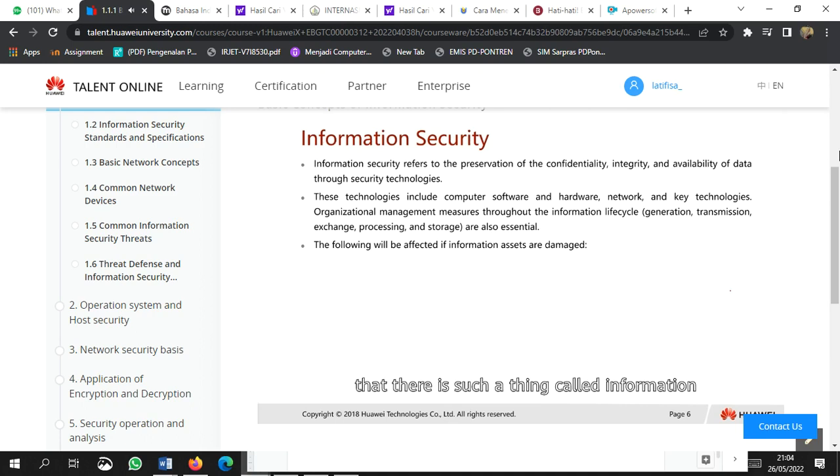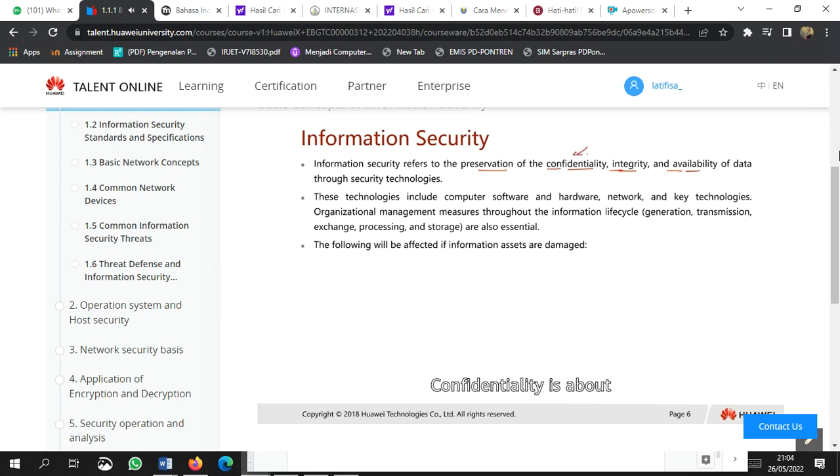Right, so once we understand that there's such a thing called information, now we talk about what is information security. Now, information security refers to the preservation of the confidentiality, integrity, and availability of the data through security technologies. Okay, so these are some of the keywords. You can see here something like CIA. This is not the American CIA. C stands for confidentiality, I for integrity, and A for availability.